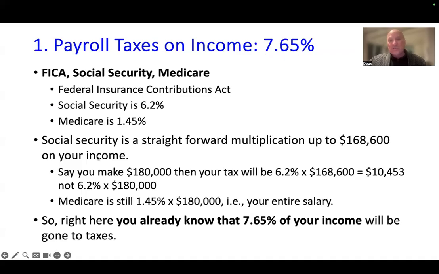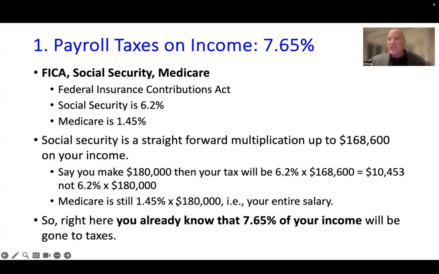Now, Social Security is just a straightforward multiplication of 6.2% multiplied by your actual full salary amount, not the salary amount with a deduction, but the full amount, up to 168,600. So let's say you make $180,000 per year, you'll be taxed 6.2% on that first 168,600, but after that amount you will not be taxed on the amounts greater than that. Medicare, however, that 1.45% still keeps getting taxed.